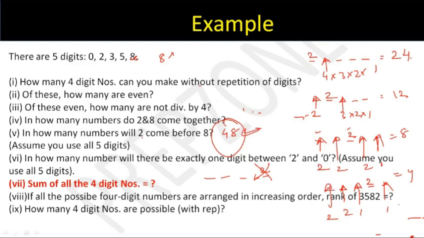Placing 2 in different positions and then deciding where all 8 can come. Is this clear to everyone? Yes, no? And then we'll talk about alternatives.